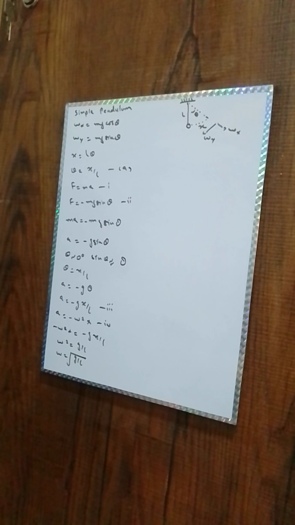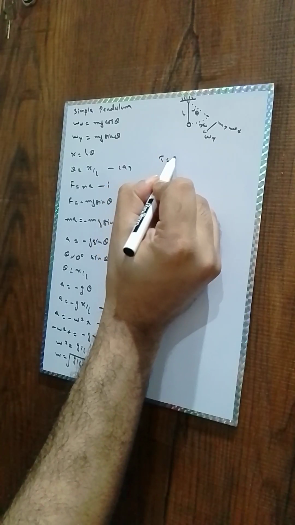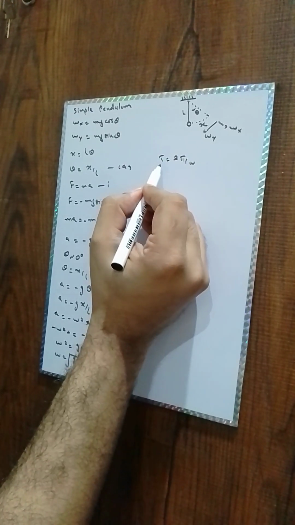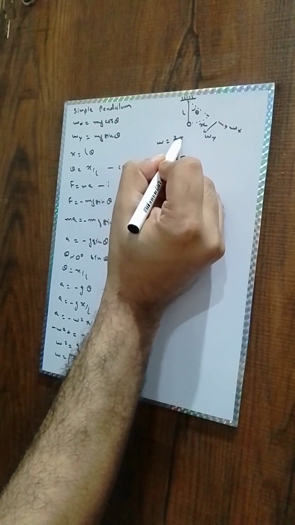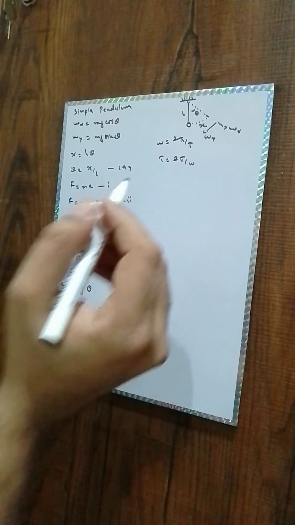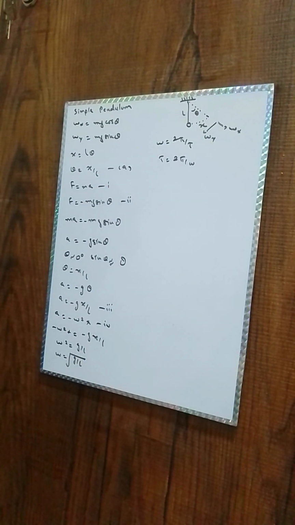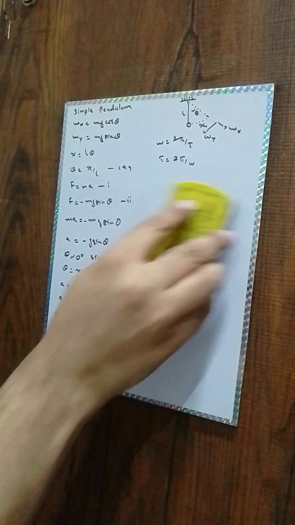And now T is equal to 2 pi by omega, as omega is equal to 2 pi by T, which we already know. So now we equate once again. Omega is equal to g by L under the root here, number 5, and omega is equal to 2 pi by T.